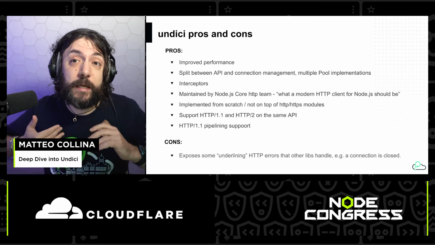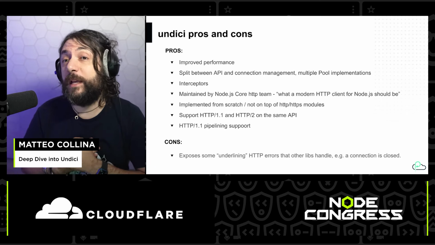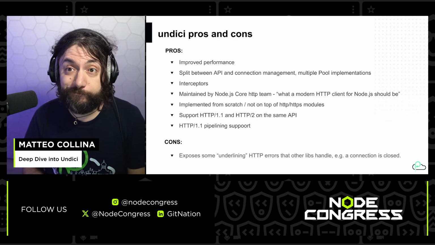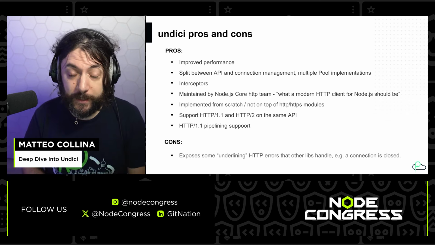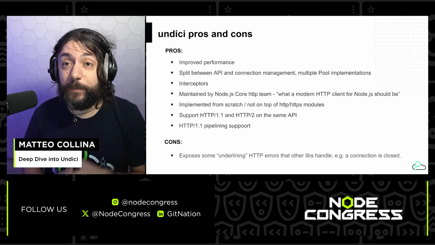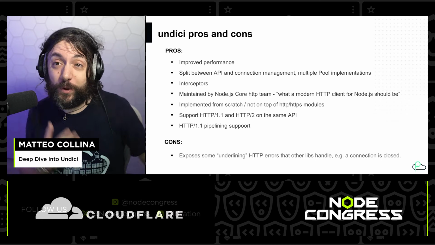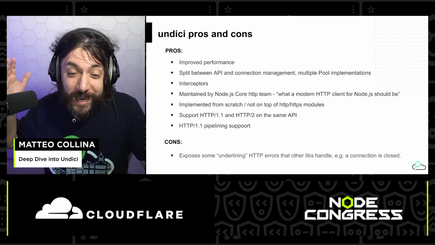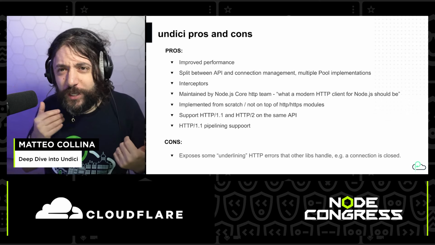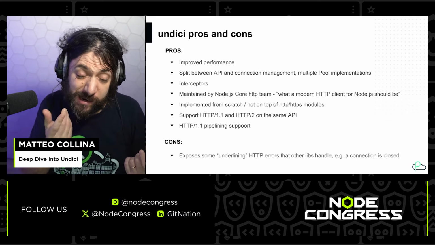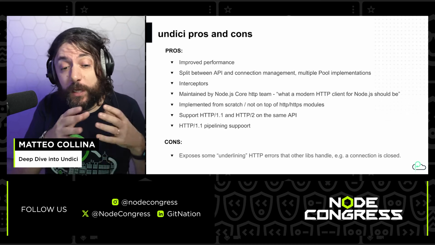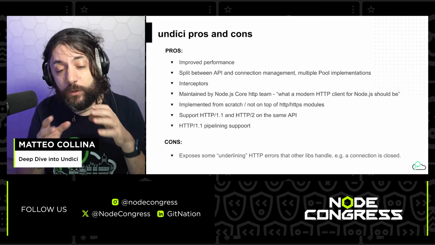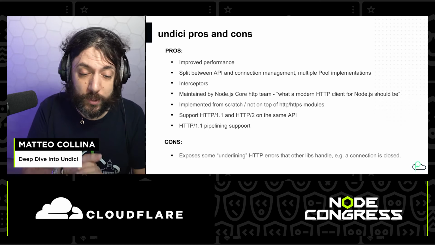Also, it's maintained by the Node Core HTTP team. In fact, most of us think http.request is almost unfixable, and therefore that's what we are working on instead. At the beginning, it started with support for HTTP 1.1 only. Then we also recently added HTTP 2 support, and now the Undici name might not be the best reference anymore. It also has HTTP 1.1 pipelining support.